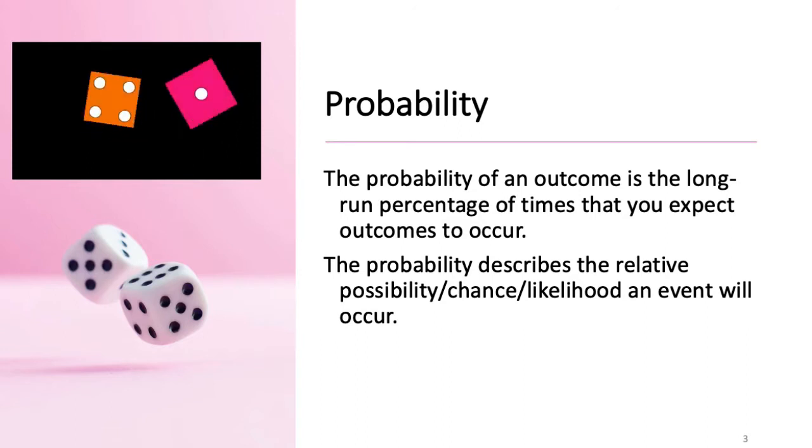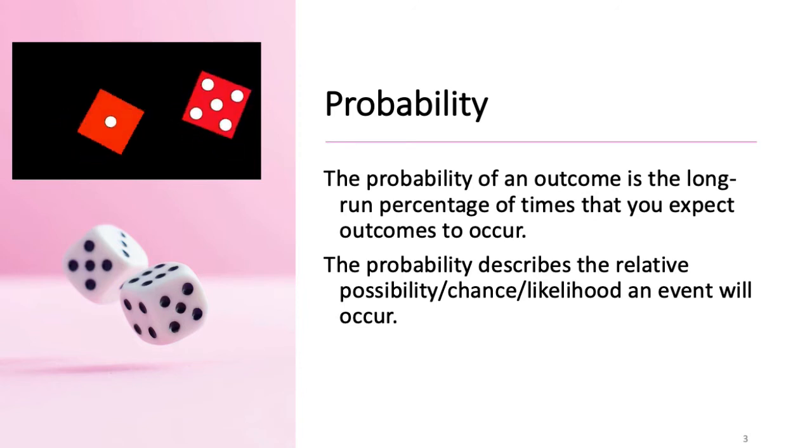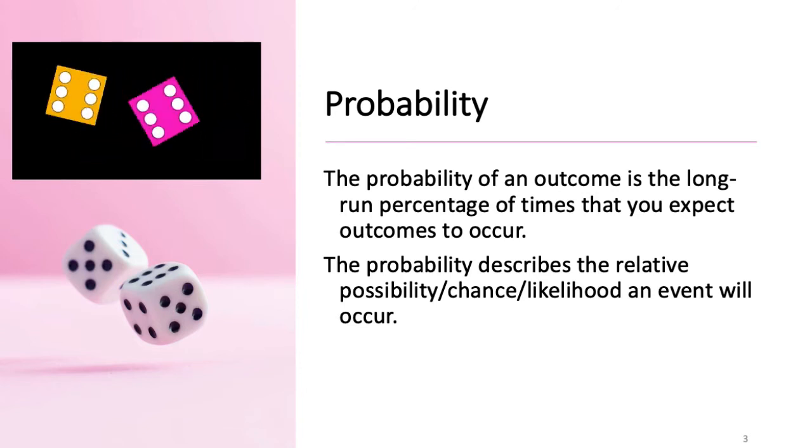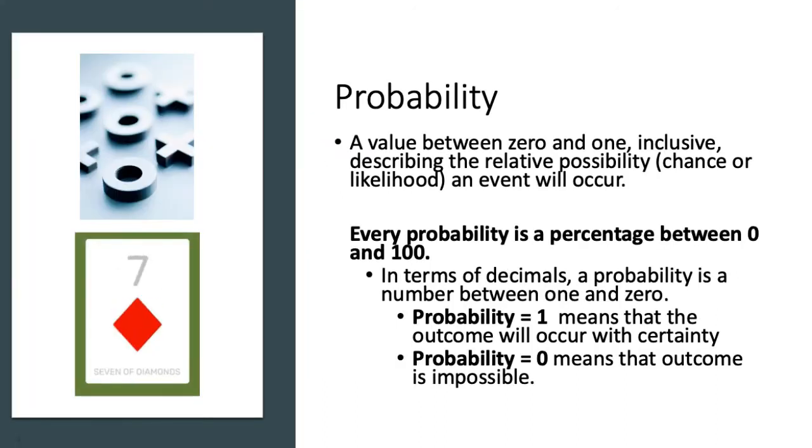The probability of an outcome is the long-run percentage of times that you expect the outcome to occur. The probability describes the relative possibility, chance, or likelihood that an event will occur. A probability is a value between 0 and 1 inclusive. Every probability is a percentage between 0 and 100, and in terms of decimals, a probability is a number between 0 and 1. A probability of 1 means that the outcome will occur with certainty, and a probability of 0 means that the outcome is impossible.